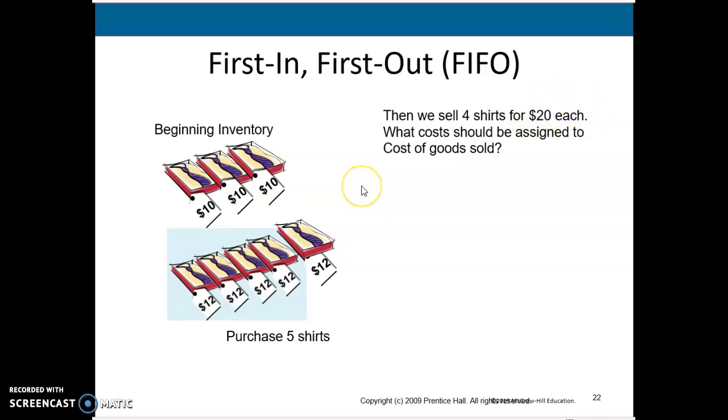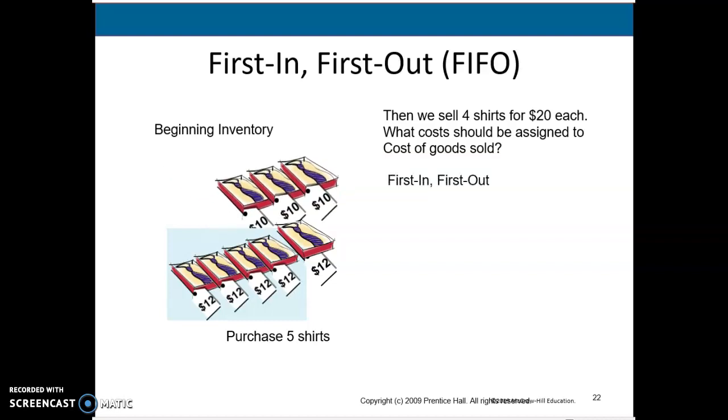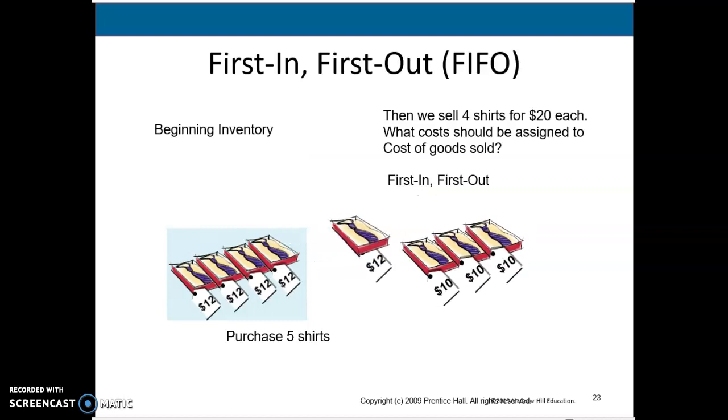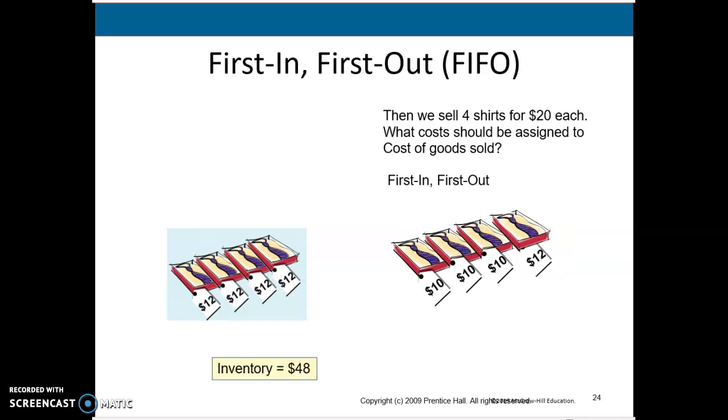All right, so what does our information look like then? All right, first in, first out. So we're selling 3 $10 ones and 1 $12 one. We're going to add up that cost. That's going to give us our cost of goods sold. And we're going to get $42 as our cost of goods sold. 10, 10, 10, and 12. 30 plus 12 is 42. And that's going to leave 4 $12 shirts in our ending inventory. So our ending inventory is $48.